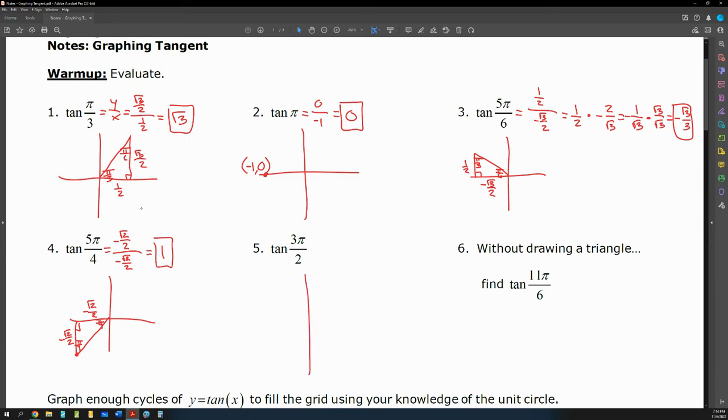Tangent of 3 pi halves. So we have, that's another quadrantal angle that's on the negative y-axis. This point on the unit circle has coordinates 0, -1. We know that tangent is equal to the ratio of y over x, so we have -1 over 0, which is undefined. We cannot divide by 0.